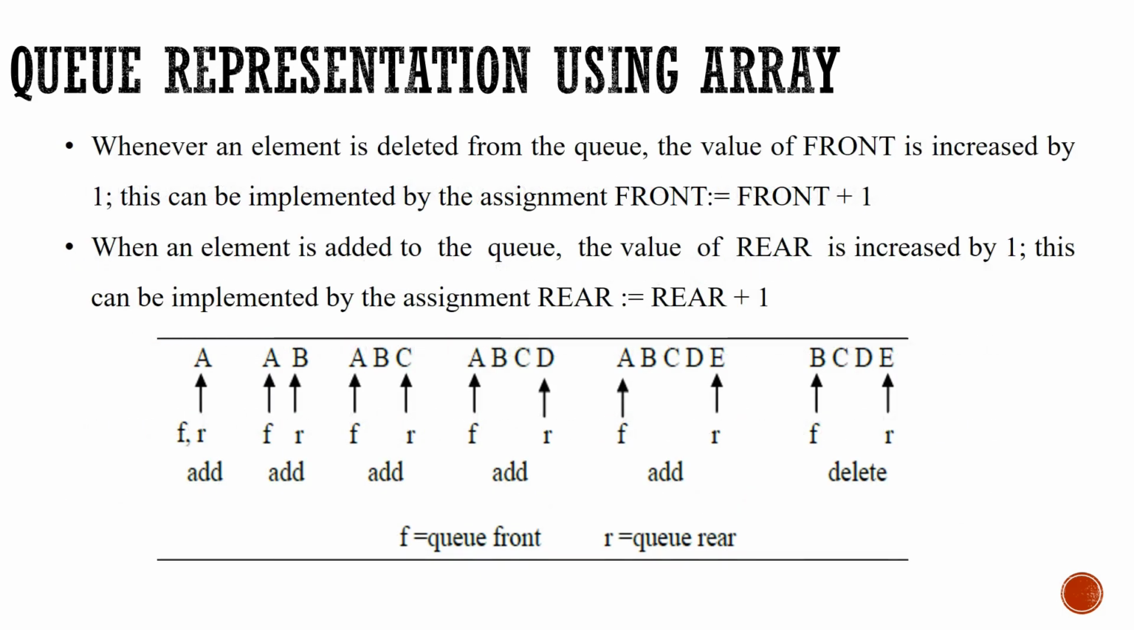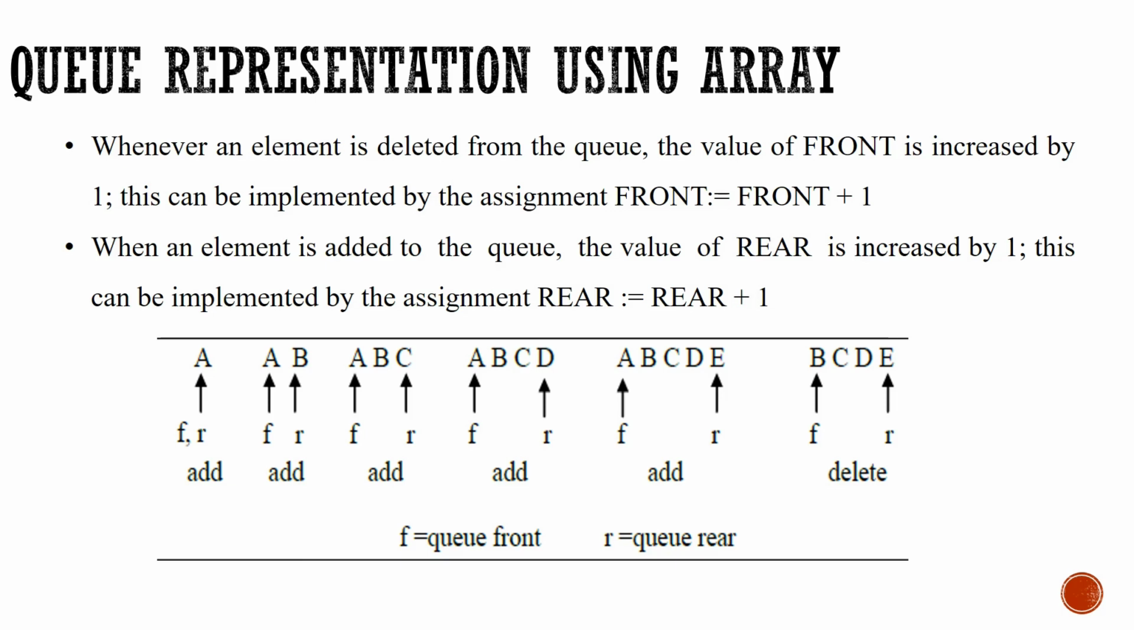In the queue representation using the array, when an element is deleted from the queue, each time for the deletion, front will be increased by 1. That is, front equals front plus 1. When an element is added to the queue, the rear will be increased by 1. That is, rear equals rear plus 1. Now if you look at the example here, when I insert the first element, both the front and rear are set to that element. When I put the second element, from the front A is visible and from the rear B is visible. That is, rear equals rear plus 1.